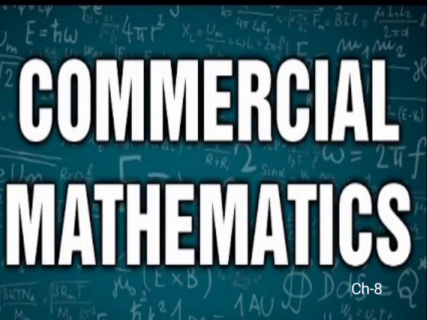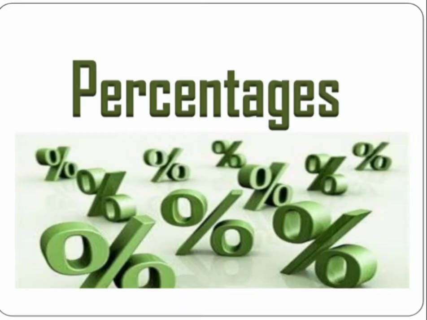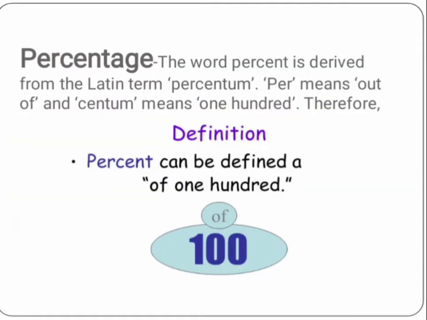Dear students, today we are going to study the chapter Commercial Mathematics. In this chapter, we are going to deal with the topic percentage today. The word percentage is derived from the Latin term percentum. Per means out of and centum means 100. Therefore, percent means out of 100.